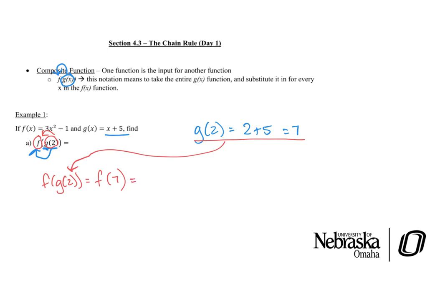So f evaluated when x is equal to 7 would be 3 times 7 squared minus 1. So 3 times 49 minus 1. And we would get 146. You can use your calculator to approximate that. Okay.